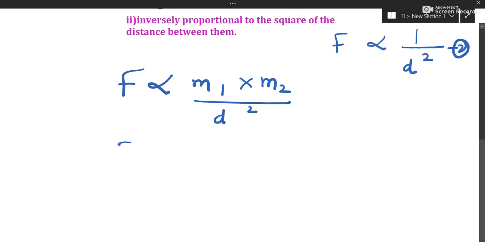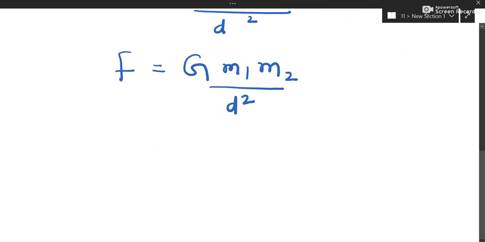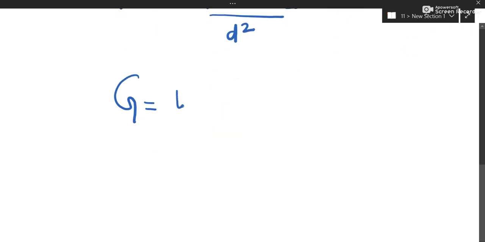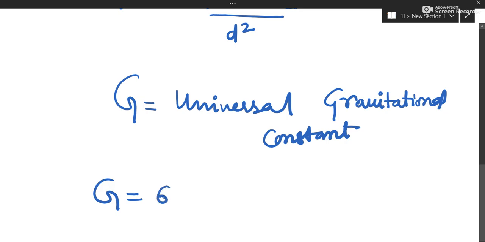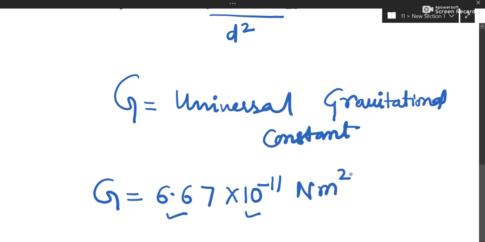Now removing proportionality, we all know what will come, a constant will come. This constant is G. What is G? The universal gravitational constant. And we have to learn the numerical value of capital G. It is 6.67 into 10 to the power minus 11, unit Newton meter square per kg square.